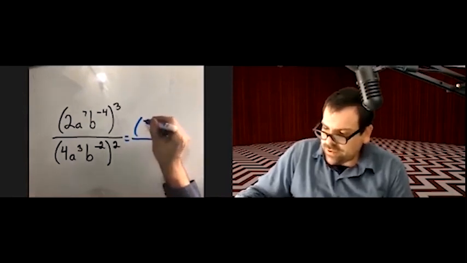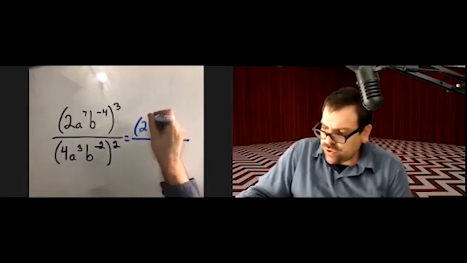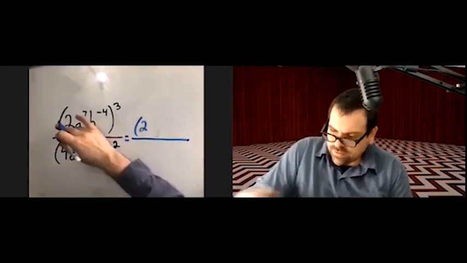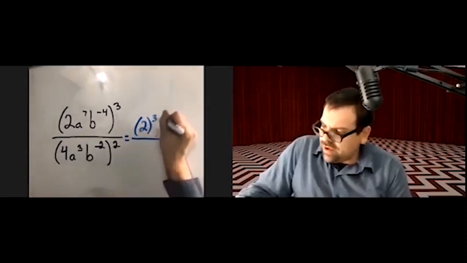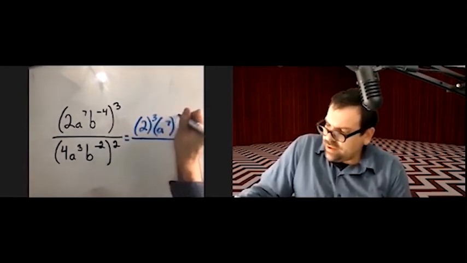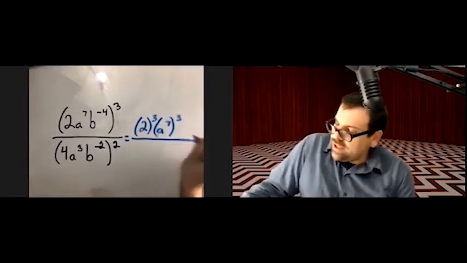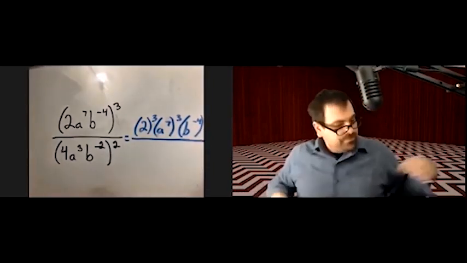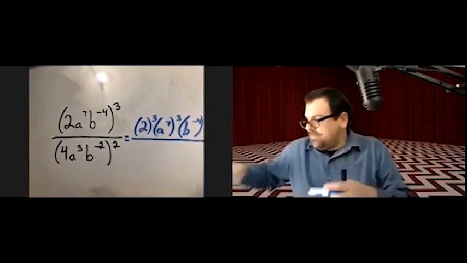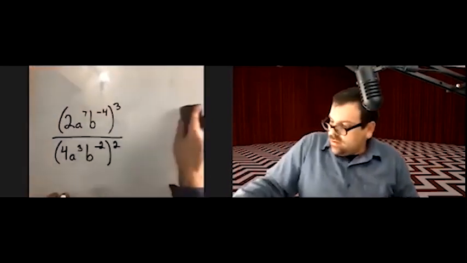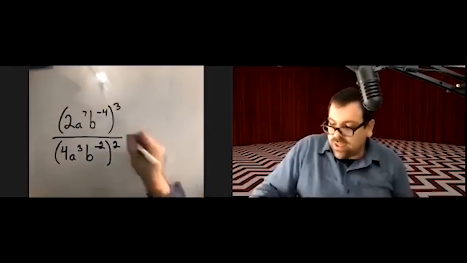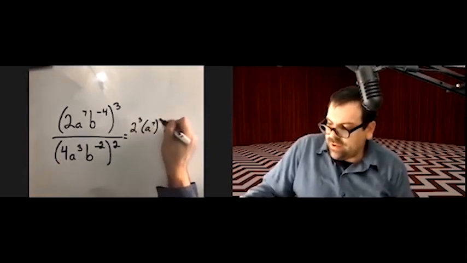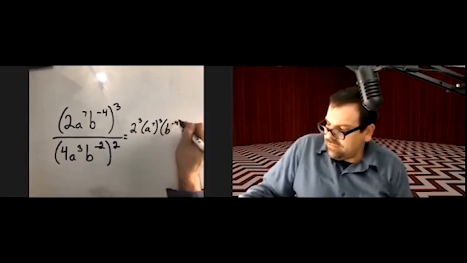So we have here 2 cubed. So the first factor is 2. We have a to the 7th cubed. And we have b to the negative fourth cubed. Oops. Hang on, I'm going to rewrite that. I didn't leave myself enough room. I apologize. So 2 cubed, a to the 7th cubed, b to the negative 4th cubed.